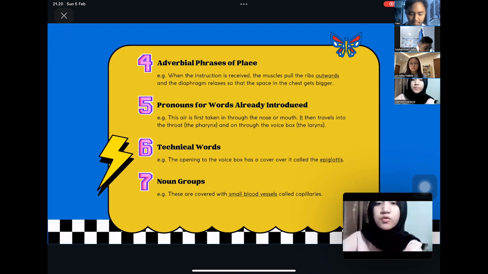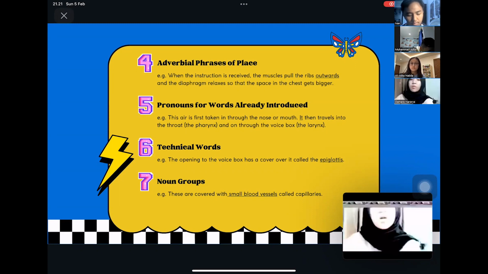7. Noun groups. Noun groups are groups of words relating to or building on a noun. Noun groups usually consist of pointers, for example the, a, an, this, that, these, those, my, your, and so on, plus one or more adjectives or adverbs, and are an important language resource for building up description. For example, these are covered with small blood vessels called capillaries.